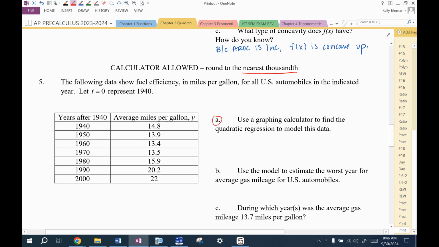So the following data show the fuel efficiency in miles per gallon for all U.S. automobiles in the indicated year. T equals 0 is 1940. So I meant for this to be like, so you're putting in 0 here, then 10, 20, 30, 40, 50, 60. On the quiz tomorrow, I already have these inputs here, so it's not confusing. So my labeling's a bit strange after that.